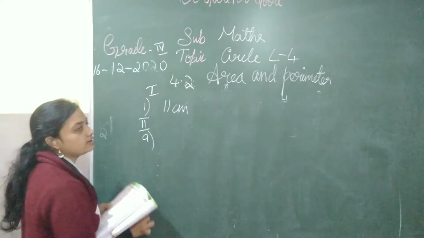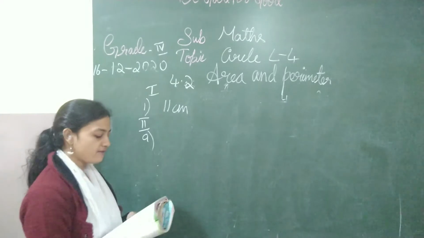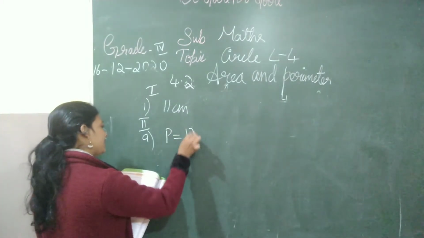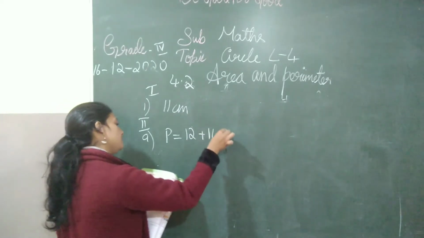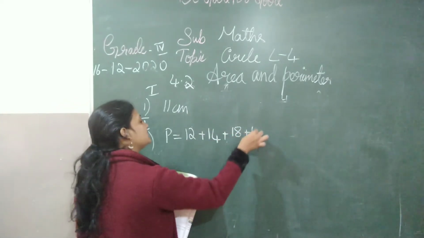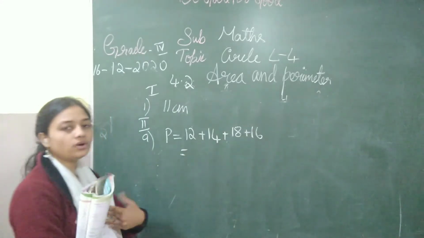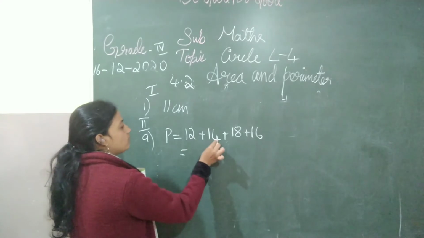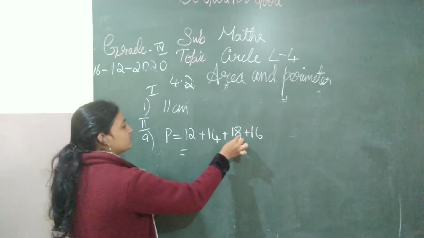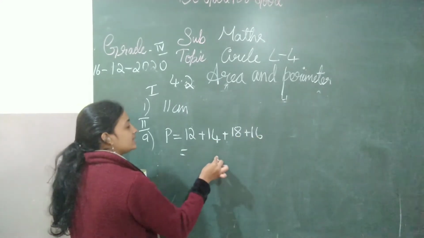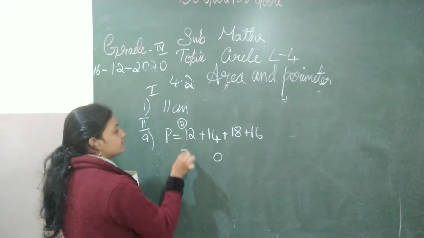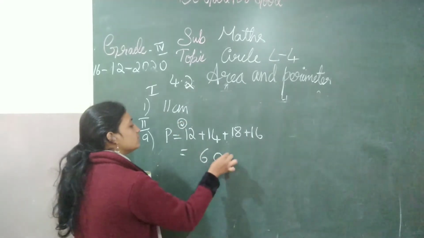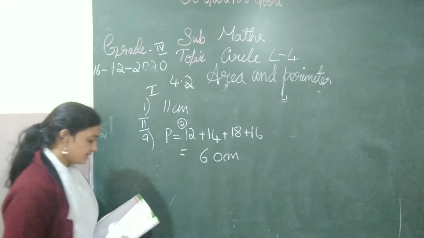You all know the perimeter is the sum of all the sides. So we have 4 sides given in A. What are the 4 sides here? 12 plus 14 plus 18 plus 16. When you add all these 4, you get the perimeter. So let's add this. 2 plus 4, 6. 6 plus 8, 14. 14 plus 6 is 20. 0, carry 2. 1, 2, 3, 4. 4 plus 2, 6. The total answer is 60 centimeters.